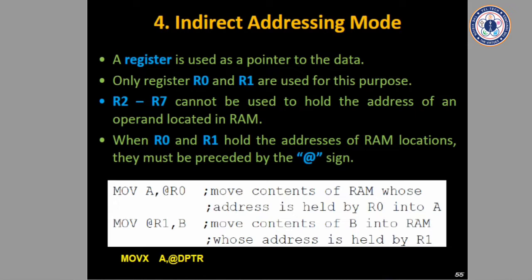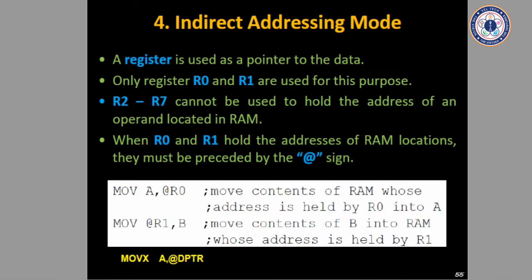Okay, similarly MOV @R1, B. So we can copy the content of B into the RAM location which is pointed by the register R1.